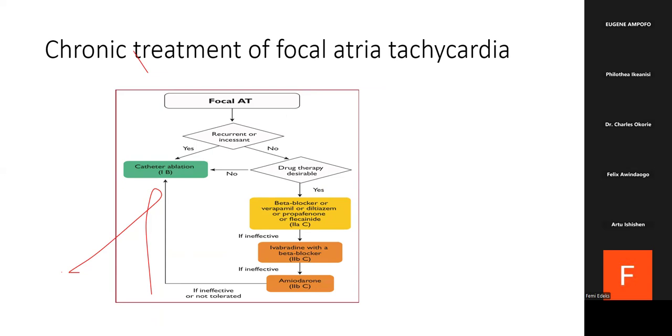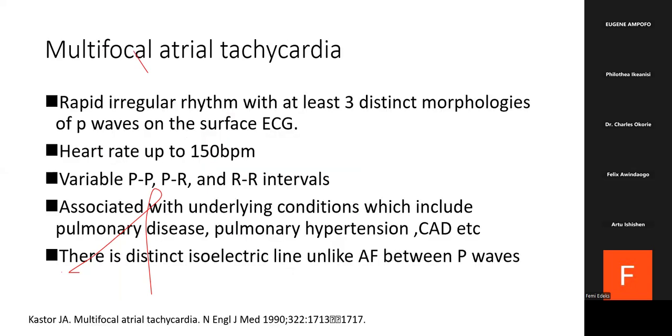Then, if the catheter ablation is not tolerated or ineffective, we can move back to amiodarone and others. Okay, the next slide. Another entity is the multifocal atrial tachycardia.